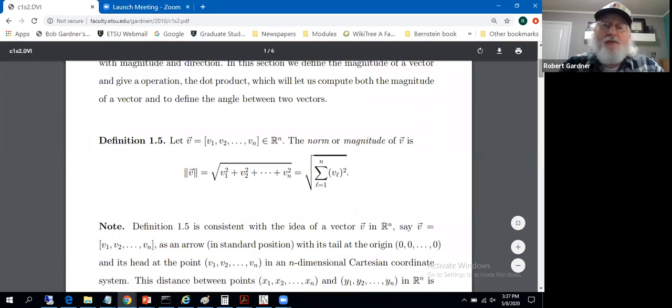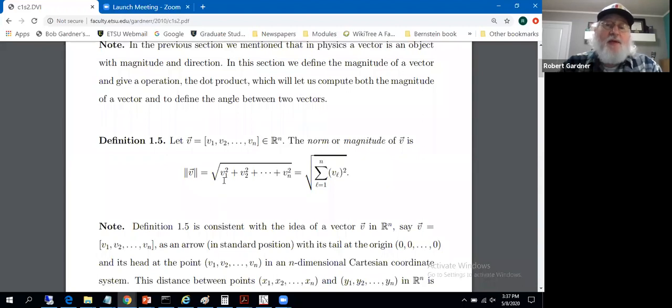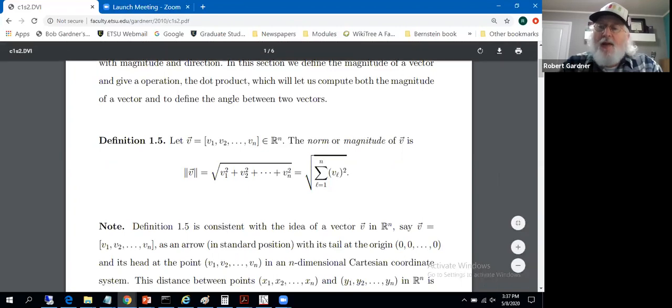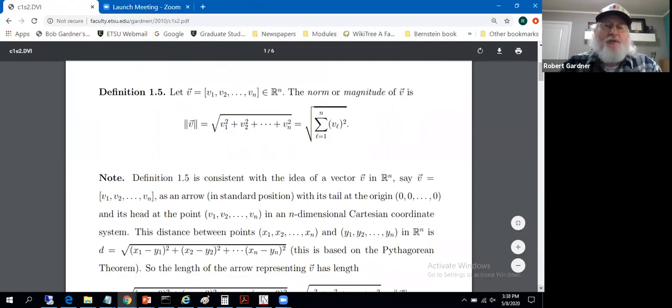Here's the definition of magnitude right here for vectors in Rn. Definition 1.5 says that vector v, having components v1 through v sub n, is a vector in Rn. The norm or magnitude of vector v is denoted with these double absolute value symbols on either side. The norm of v is the square root of the sum of the squares of the components of v. So take the squares of the components, add them up, take a square root. If you like summation notation, here's an alternate version of that. That's the norm. Now this has quite the geometric interpretation.